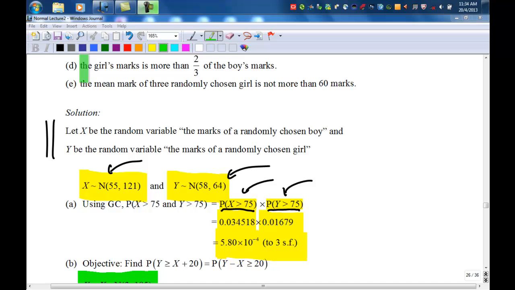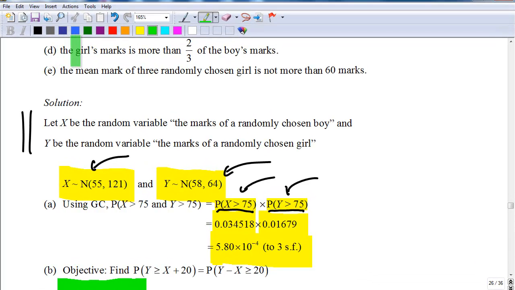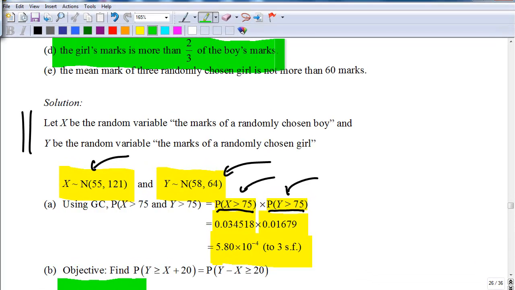Now in part D, we are interested to find the probability that the girl's marks is more than 2/3 of the boy's marks. Okay, let's translate that. Girl's mark is Y, 2/3 of the boy's mark is 2/3 times X. And we want girl's marks to be more than 2/3 of X. So the probability that we want is probability Y bigger than 2/3 X.